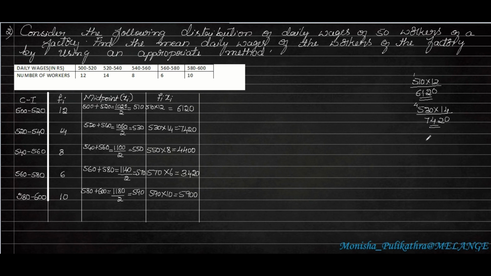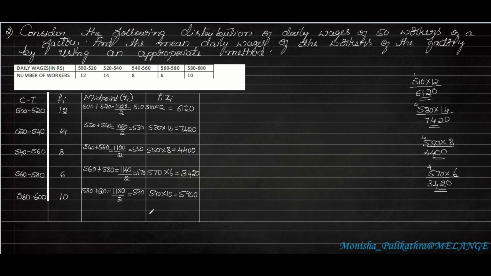Okay. So next one is 550 into 8. So 8 into 0, 0; 8 fives are 40, 4 carry; 8 fives are 40 plus 4 is 44. Okay. So next 570 into 6. So 6 into 0, 0; 6 sevens are 42, 4 carry; 6 fives are 30 plus 4 is 34. Next is 590 into 10 is 5900.